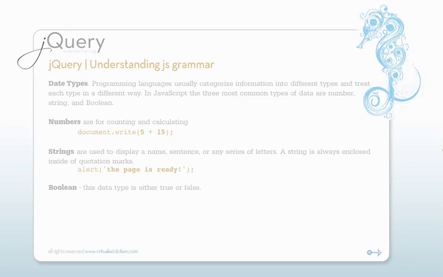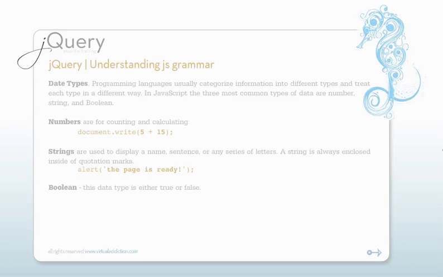Boolean data type is very simple. It's simply either true or false, and it can only be one of those two possibilities. You'll encounter Boolean data types when you create JavaScript programs that will respond to users' input and actions.